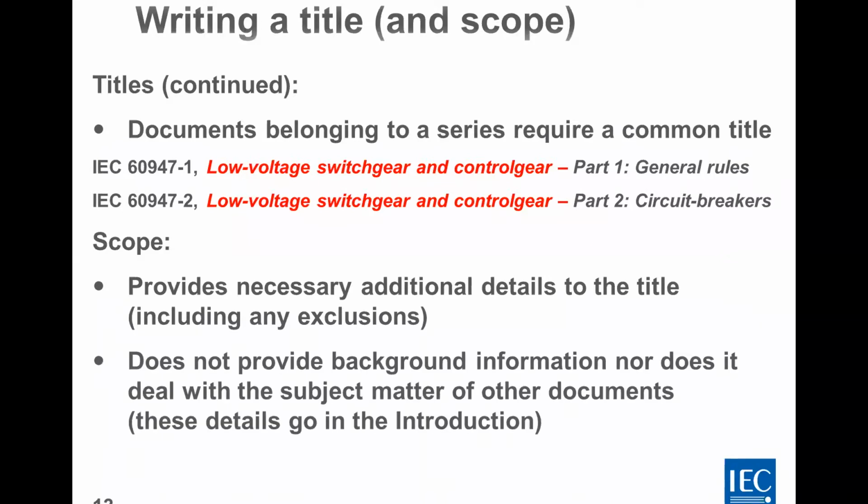The scope is not a discursive part of the text, so it is not there to provide background information, nor to deal with the subject matter of other documents. So if you need to provide context on the subject matter of your document, why the document was written, in what context it was written, and what other documents it relates to, those details could go into the introduction. And very often they're very useful for people, but the scope is not the right place to include these details. You need a clear separation between the introduction and the scope.